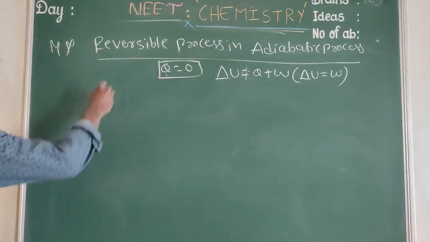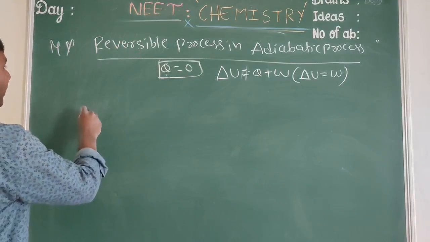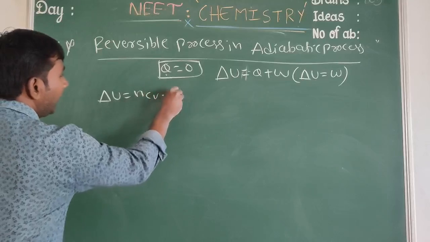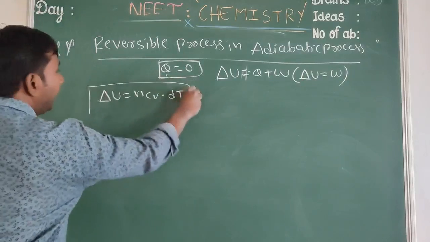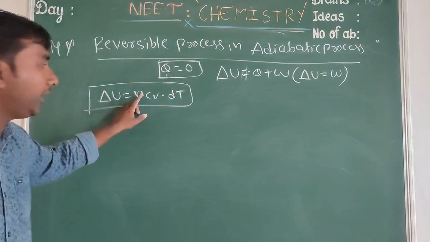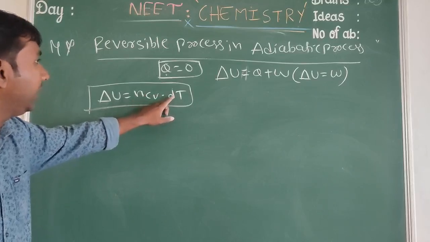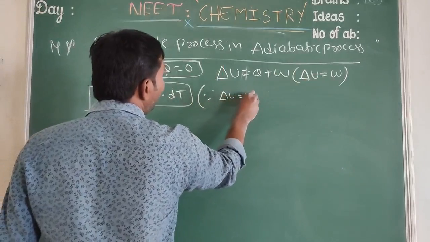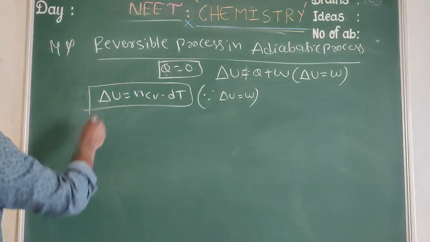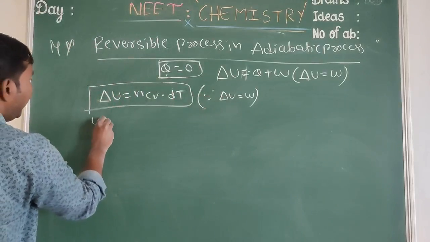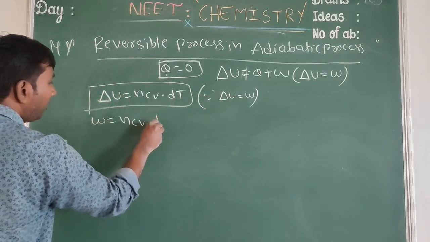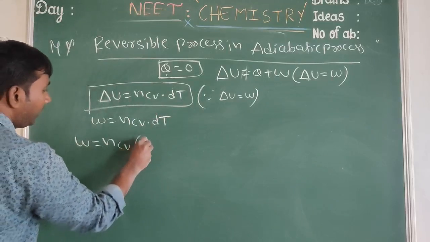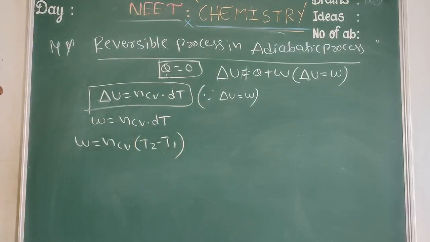Okay, already we know the formula at constant volume, del U equal to n Cv dT. In heat capacity we studied this formula, del U equal to n Cv dT. Here del U equal to W now. That's why the same formula applies to W. W equal to n Cv dT, means n Cv into T2 minus T1.